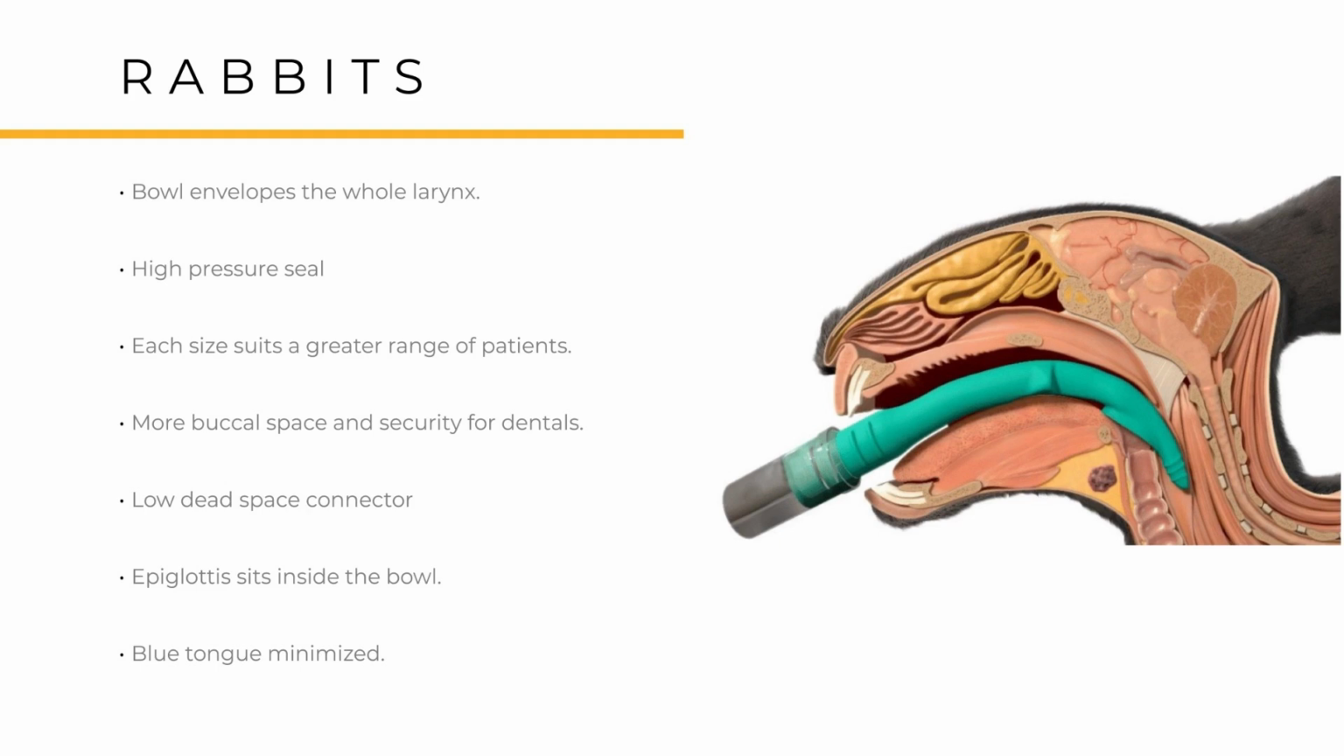Each size of V-gel Advanced will suit a greater range of patients. More buccal space and security for dentals. Low dead space connector. The epiglottis sits inside the bowl, so issues relating to those rabbits with an enlarged epiglottis are greatly reduced, as has the incidence of blue tongue in rabbits. Blue tongue is caused by pressure of the device on the lingual vein and we have discussed this further in the presentation.